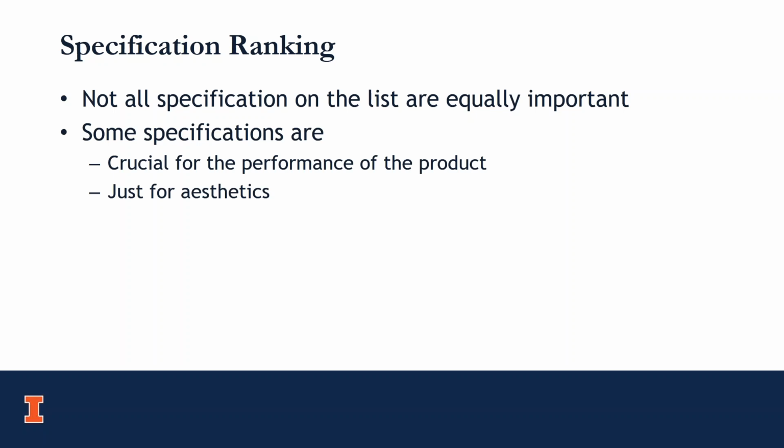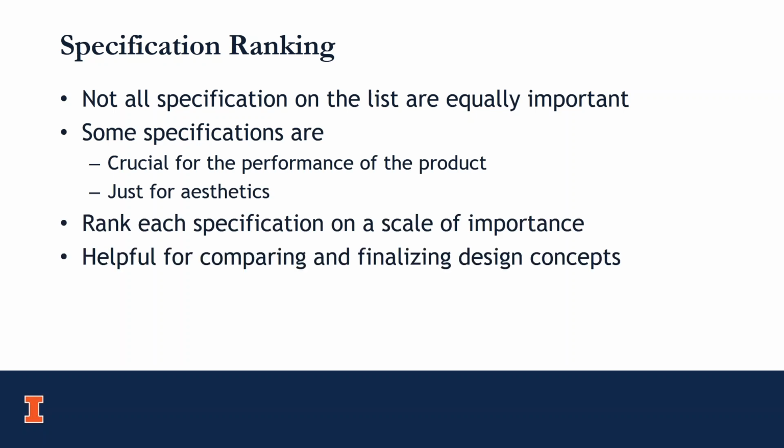Okay, so for example, some are crucial for performance, some are for aesthetics. You rank them on the scale of importance, and I'll show you an example of that. And if you do this right, if you create a table that has your specifications, the metric, the value, and the importance, when you're comparing different designs that you come up with, it's going to be really easy to say, this is the design I'm going to go with. And it takes out guessing, and that's the advantage of having a design process.